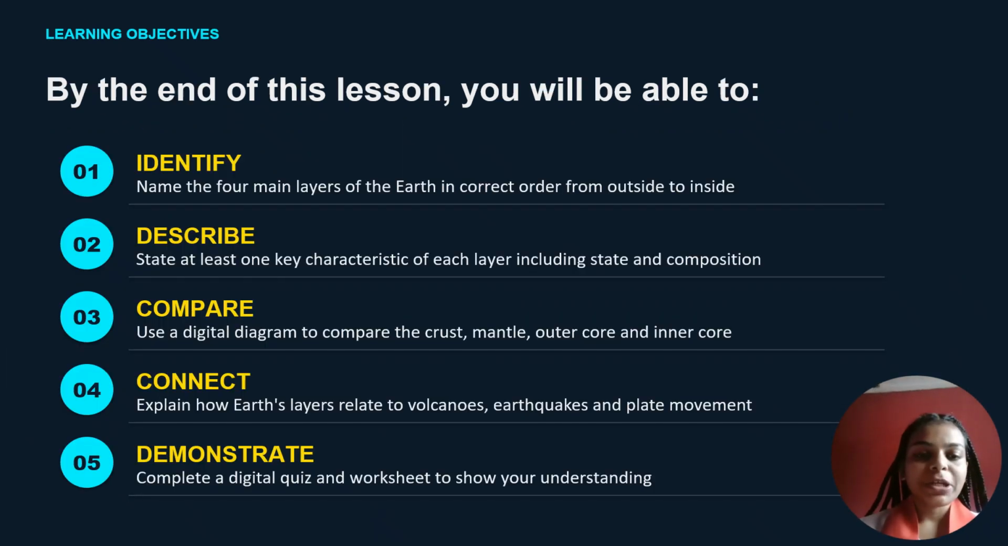Now these are the objectives. So students, by the end of the lesson, we'll expect you to identify the four main layers of the Earth, and we'll ask you to name them from outside to inside. Also, we move on to describe. So we'll ask you to state at least one key characteristic of each layer and the makeup or the composition of it. Then compare using digital diagrams.